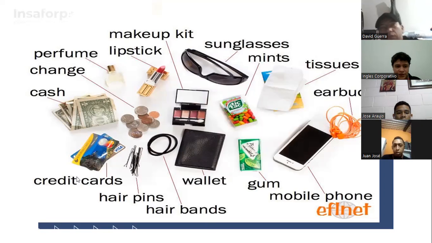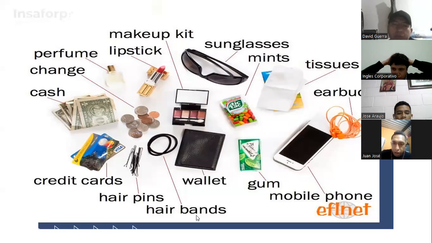Now we have this one, credit cards, okay? Credit cards. So you see credit cards. We have hairpins. Hairpins, guys, you know what is this, right? Hairpins, okay? Hairbands. Hairbands, okay, hairbands para amarrarse el pelo, right? Now we have wallet. Wallet is billetera. Tenemos también mints. Mints son las mentas, right?